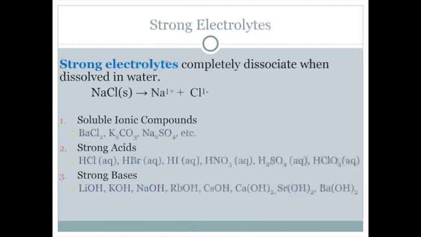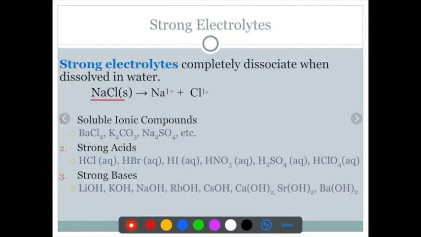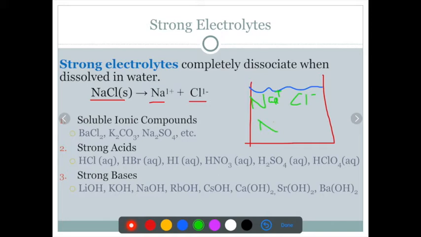Strong electrolytes completely dissociate when they're dissolved into water. What that looks like is this. I have sodium chloride. I put it into water. I know it's going to dissolve. It's just table salt. But in water, it actually produces sodium ions and chloride ions. I'm just going to draw my little beaker here. So when I put the salt in, I just get a bunch of sodium and chloride ions in solution.